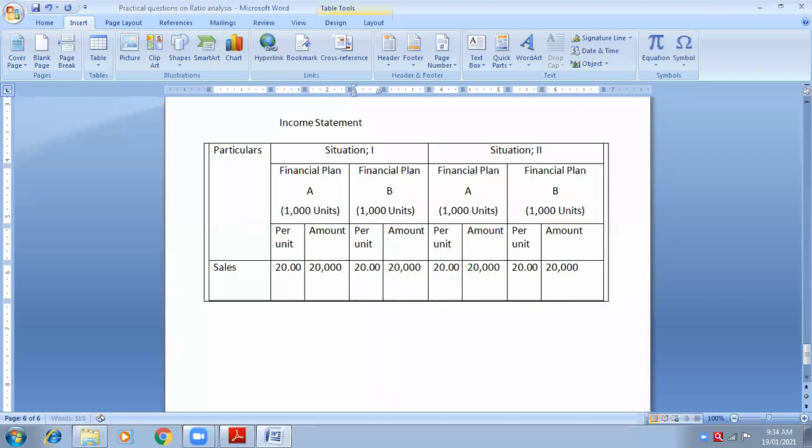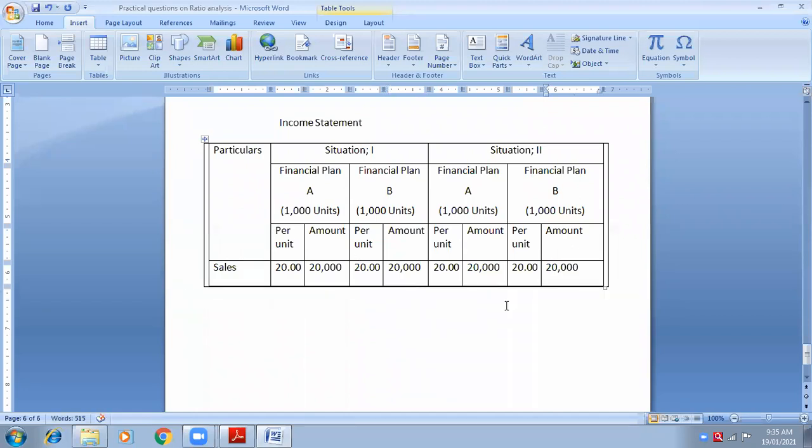You can do it. Write variable cost 10 per unit everywhere, and after that the amount will be found out with the help of the number of units which are given here. So everywhere you will see variable cost will be 10,000 only.